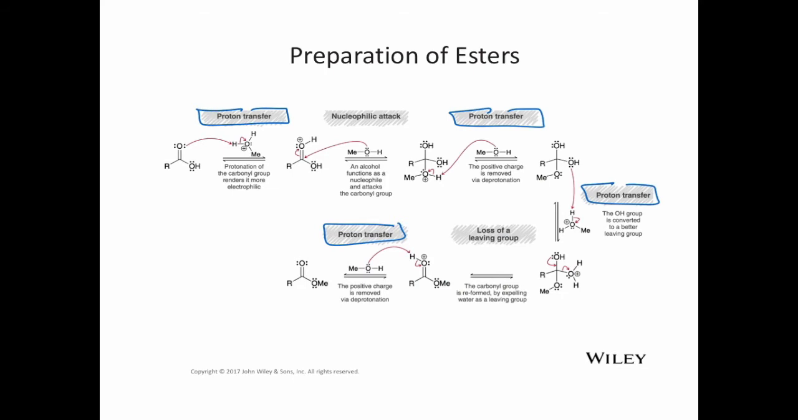Since this is an acid, our first step is a proton transfer to the carbonyl oxygen, and then that's followed by nucleophilic attack. Then we have a series of proton transfers that get us to this intermediate where we can finally kick off water as the leaving group, and then a final proton transfer gets us to our ester. Notice here that the OMe of the ester comes from the alcohol.